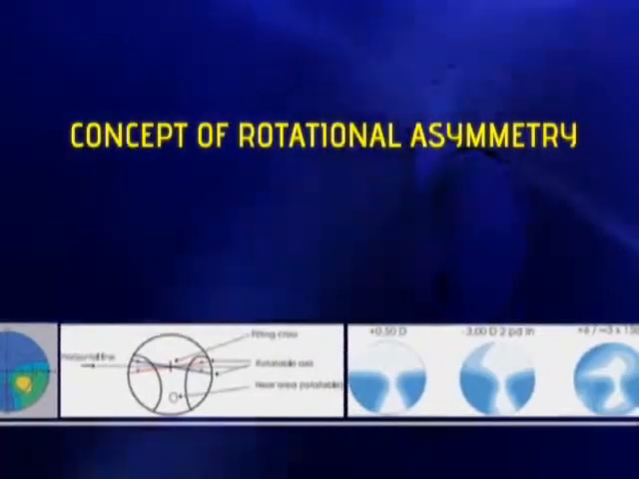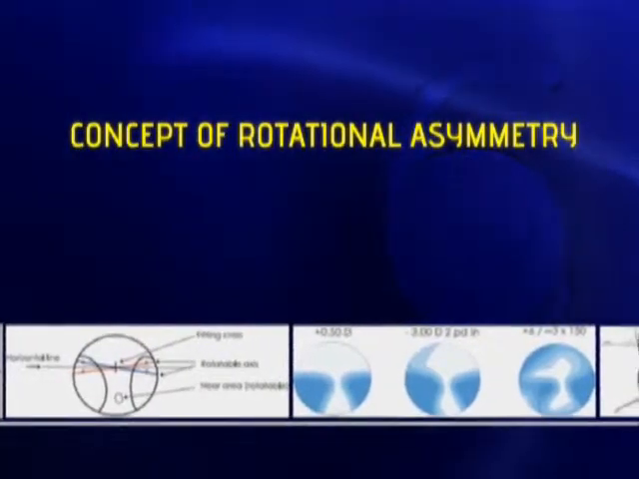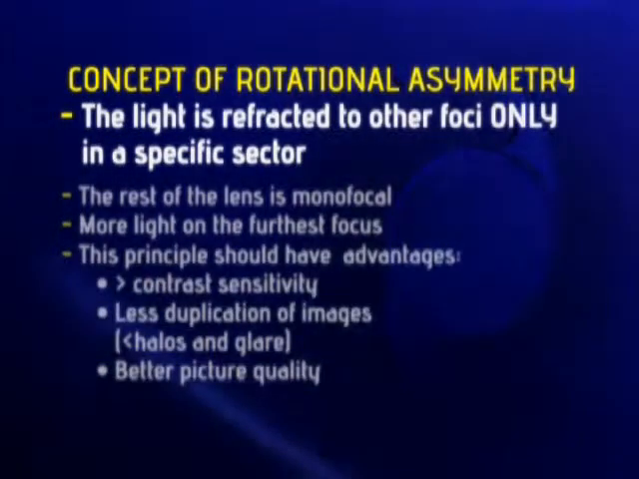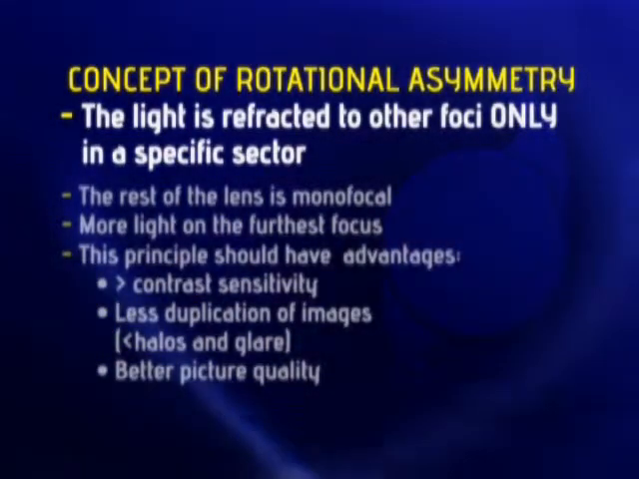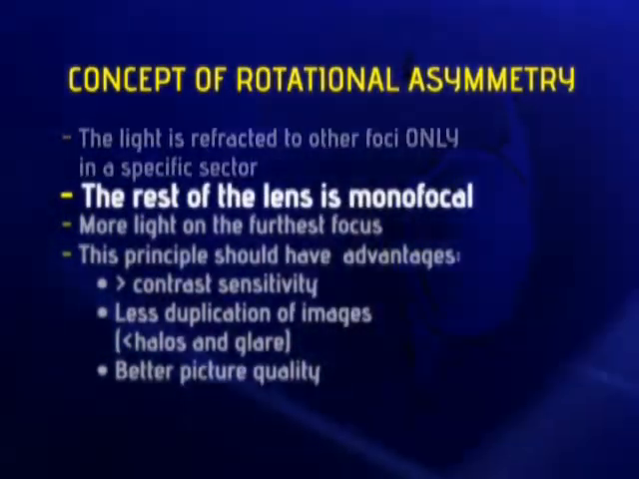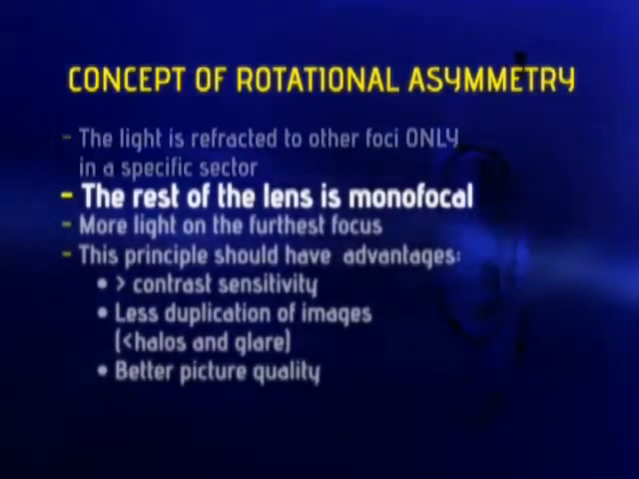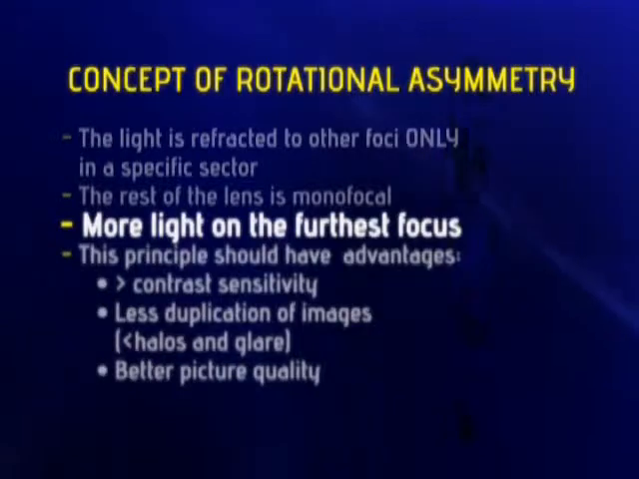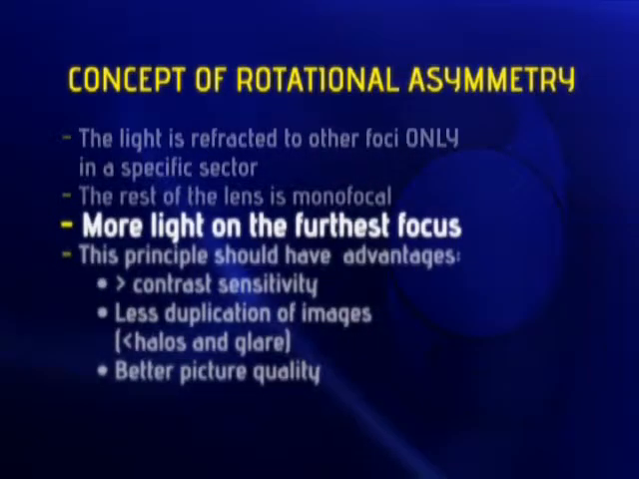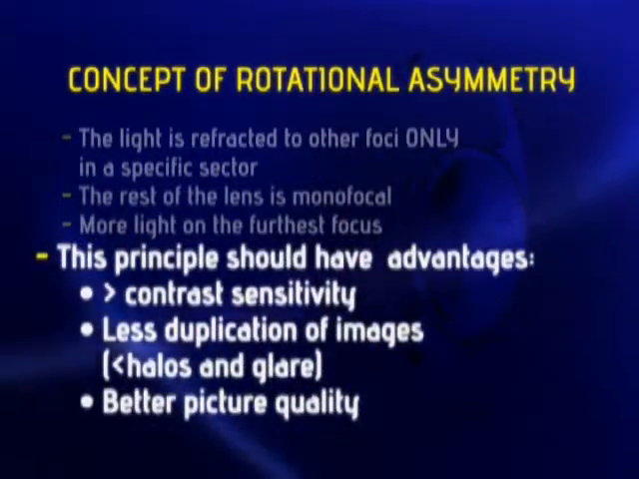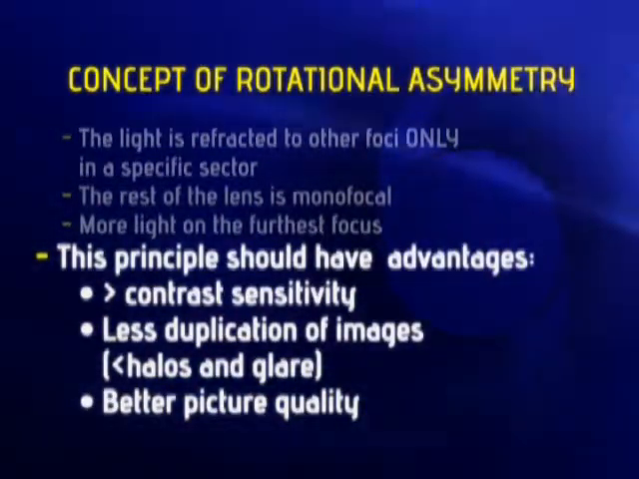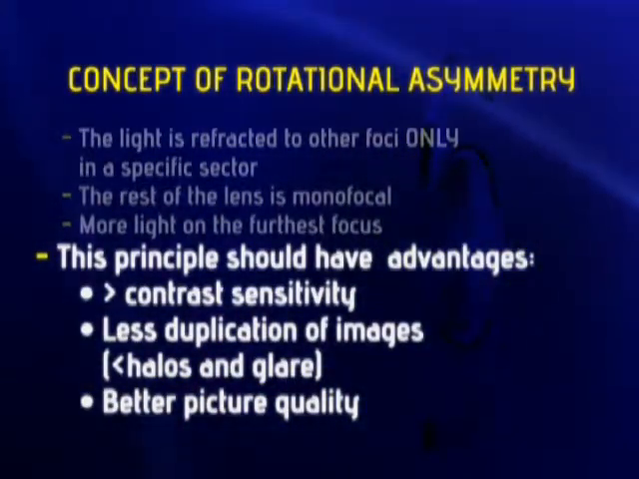We're going to explain the concept of rotational asymmetry. In rotational asymmetrical lenses, the light is refracted to the near focus only on a specific sector. The rest of the lens behaves like a monofocal lens. So the main advantage of these new principles is that more light should go to the furthest focus, with the following consequences: increased contrast sensitivity function, less duplication of images inducing less halos and glare, better image quality.